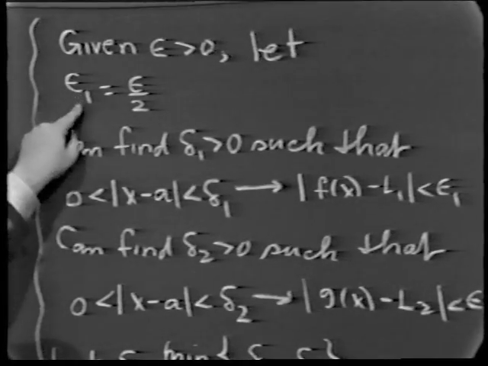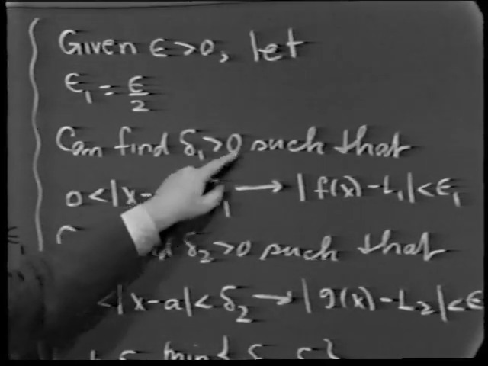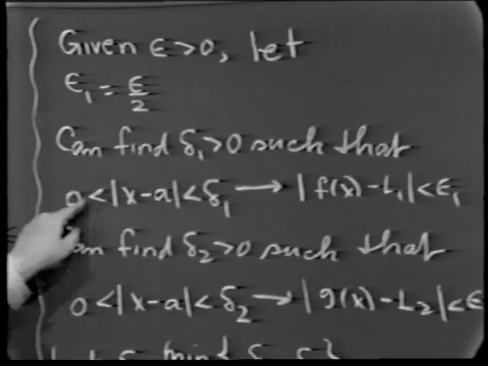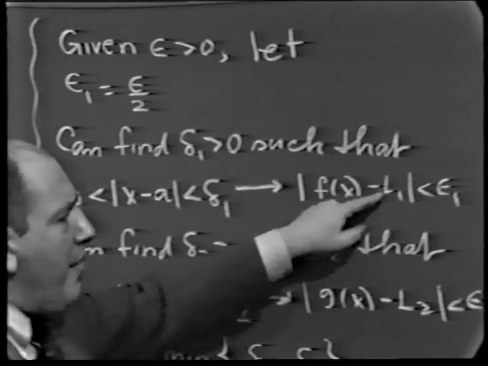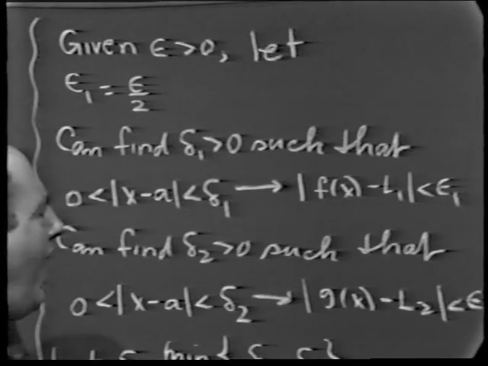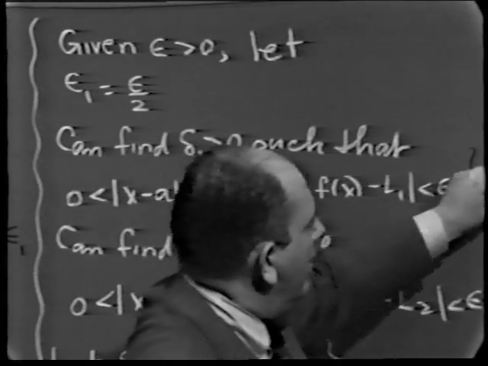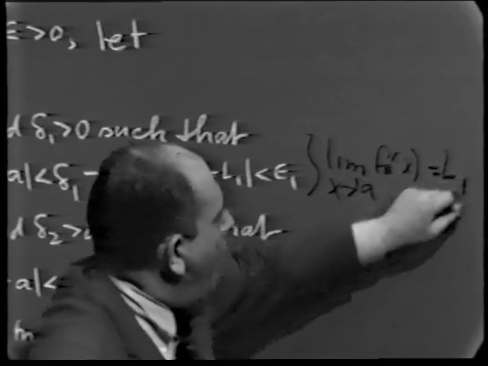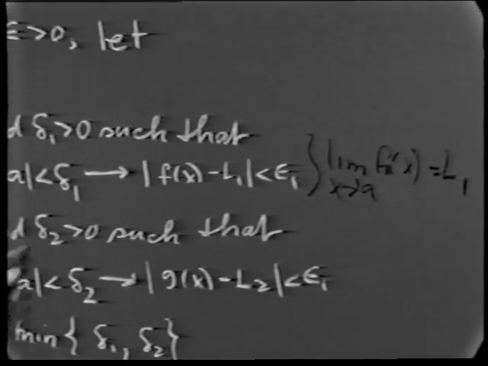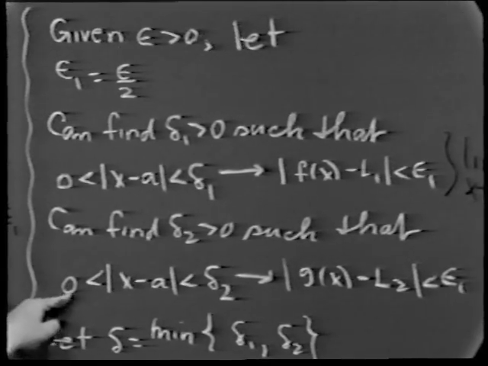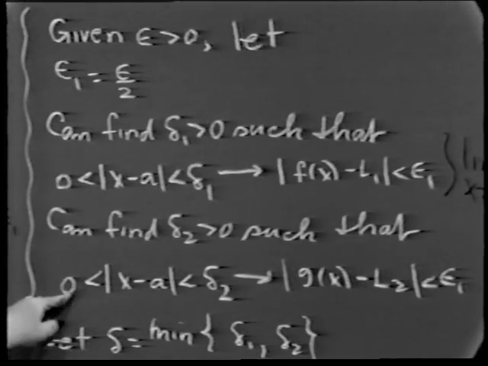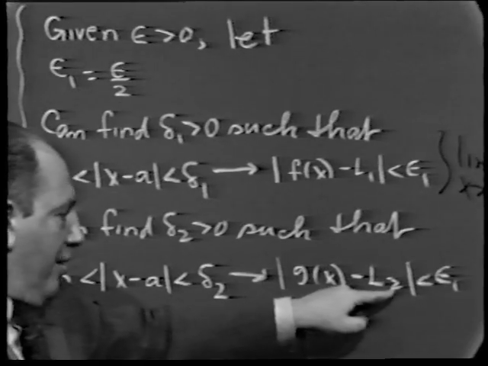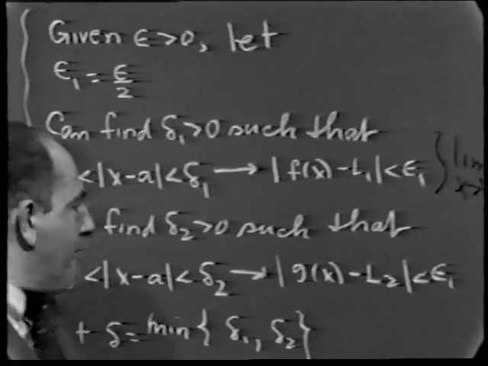For this choice of epsilon 1, we can find a delta 1 greater than 0, such that if the absolute value of x minus a is less than delta 1, but greater than 0, then the absolute value of f of x minus L1 is less than epsilon 1. Why do we know that? That's the definition of what it means to say that the limit of f of x as x approaches a equals L1. In a similar way, he says we can find delta 2 greater than 0, such that whenever the absolute value of x minus a is greater than 0, but less than delta 2, we can make the absolute value of g of x minus L2 be less than epsilon 1.